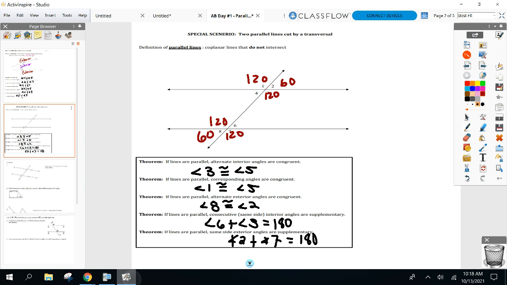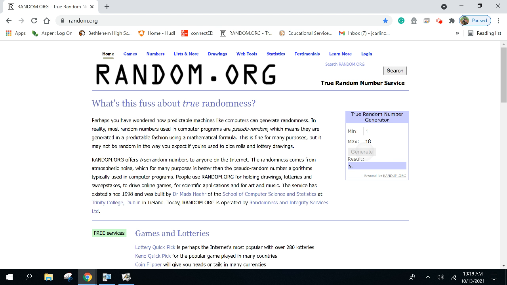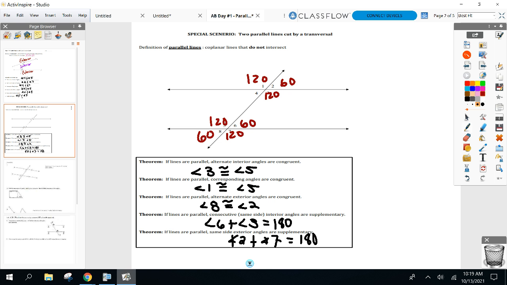Jackson, give me another one here. Angle 6 is 60. Why? Vertical to 8. Fine. We could say vertical, and then how about angle 4? Finish it off. Luke, angle 4. Angle 4 is 60. Why? Because it's a corresponding angle to 8. Good. 4 and 8 are corresponding. So we all good. No reason why we can't find the other 7 if I know one of them. Questions?